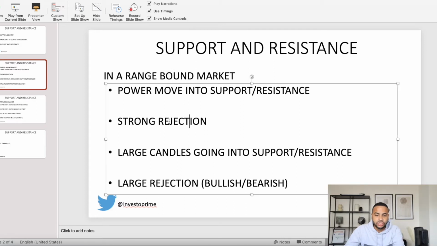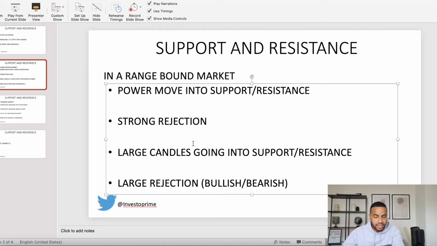So this is the power move into support and resistance. Basically, if there's a huge move into the support, or a huge move towards the resistance, effectively the bulls are trying to test the resistance and the bears are trying to test the support. If there's strong rejection at resistance, this means there are a lot of sellers waiting to short the market, and you can bet that the price is very likely to come crashing down, and vice versa. If there's strong rejection at support, then you can pretty much bet that the price is going to start rising from that point on. So points number 3 and 4 basically just elaborate on this.